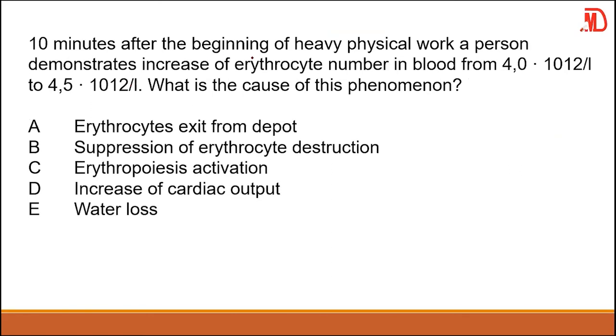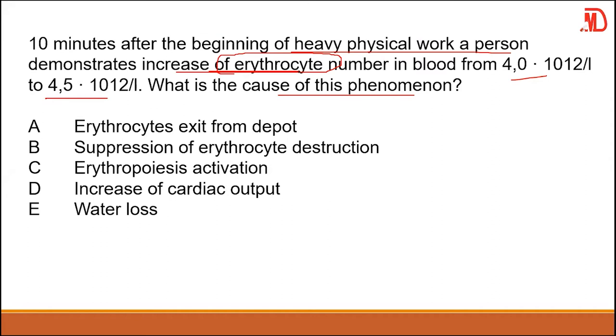Ten minutes after the beginning of heavy physical work, a person demonstrates an increase of erythrocyte number from 4 to 4.5. What is the cause of this phenomenon? So you have done exercise and now blood cells are increasing. So what is the mechanism of action?